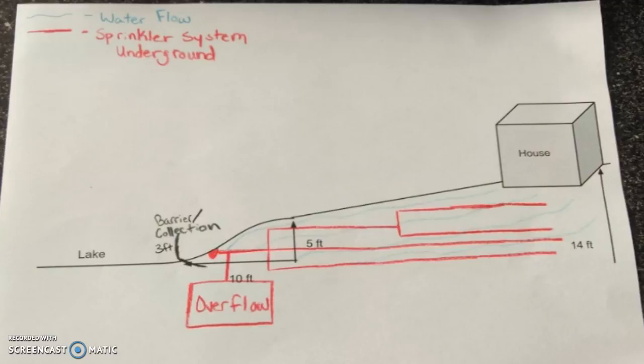This is the side view of my system. As you can see, there's a 3-foot barrier that is able to collect the water, and then an underground sprinkler system will run through the entire lawn or property of the house. And underneath the sprinkler system there will be a septic tank for the overflow water.